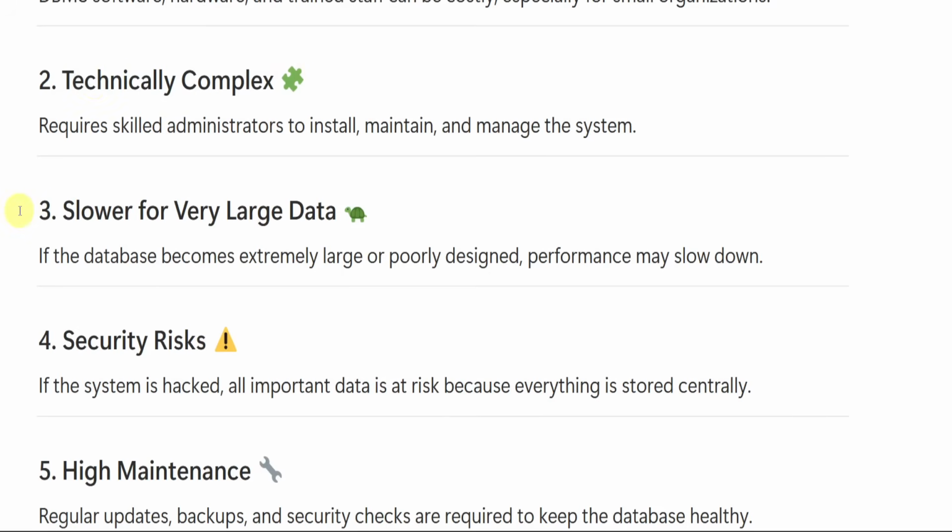Slower for very large data, performance issues for large data, we can say.